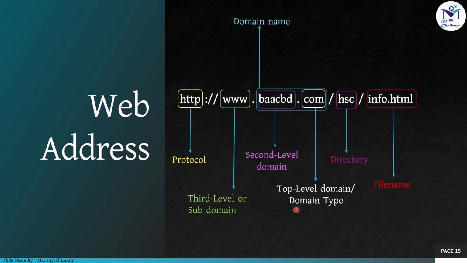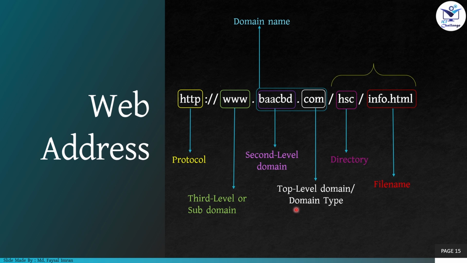This file name actually contains a web page, the data of the web page. We already know we have a lot of content inside a web page. So info.html is the file name of this web page, and this file is located inside this directory. This directory is HSC. That means if you search blackberry.com and then click the HSC button, you will get this folder, this file, or this web page. So that's why we need this directory, and also we need the file name.